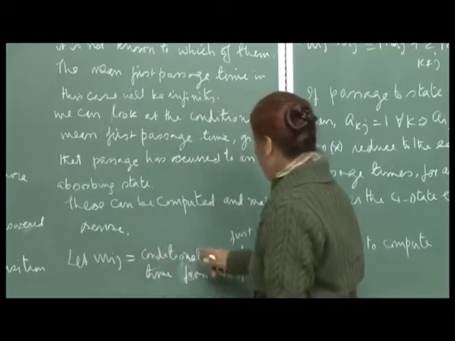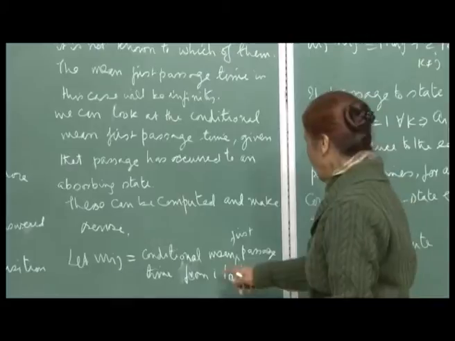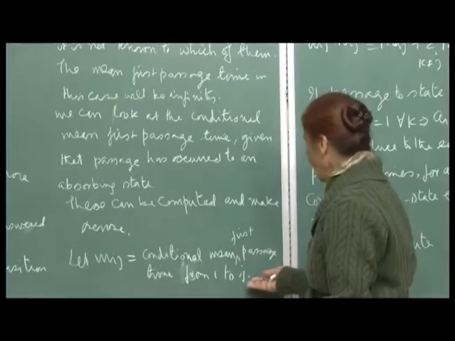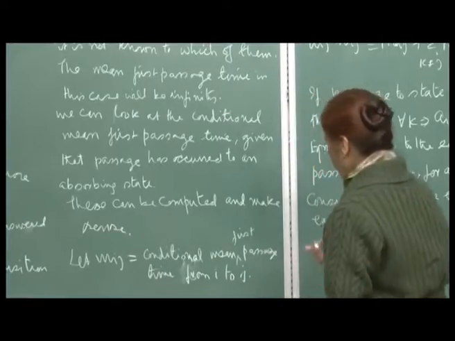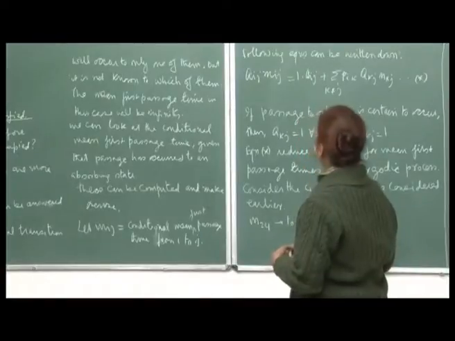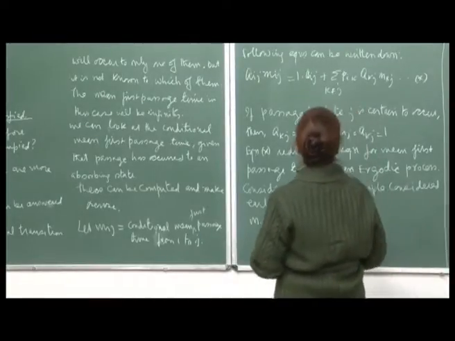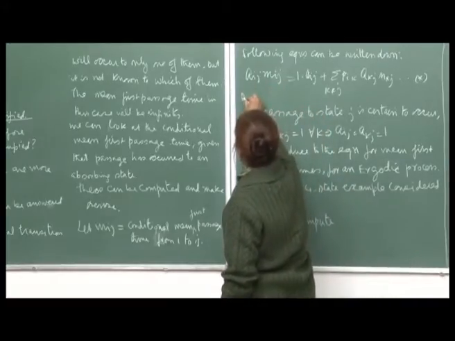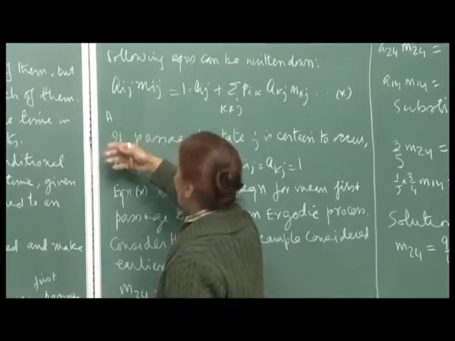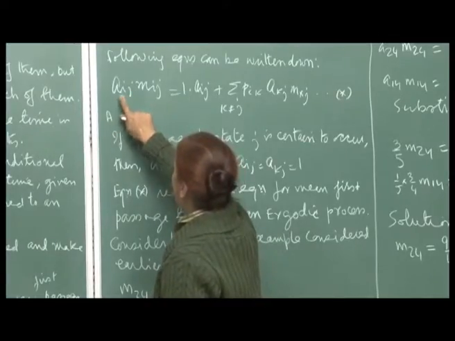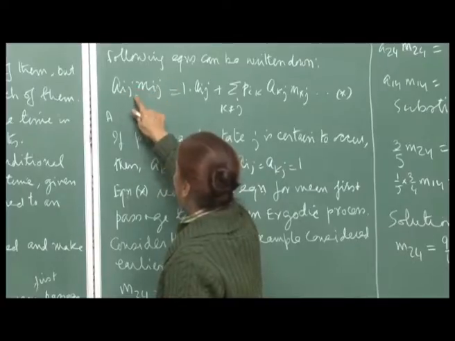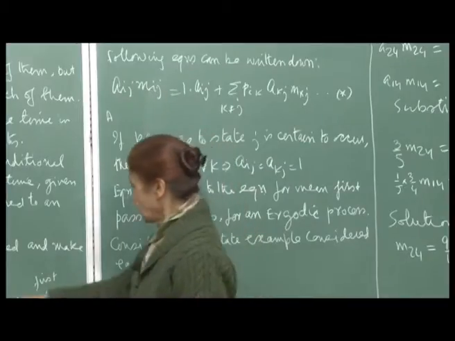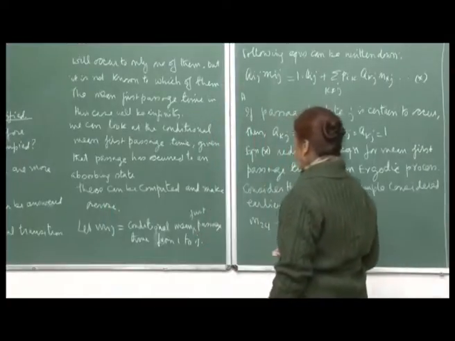So, here we are saying this is the conditional mean first passage time from i to j. You are occupying state i, and you want to transition to state j, which is an absorbing state. Now here we will write the following equations. a_ij, remember, was the matrix A that we had computed to compute the absorbing probabilities. So, a_ij is the probability of transitioning from i to j, where i is a transient state and j is an absorbing state, and m_ij, as we have said, is the conditional mean first passage time from i to j.